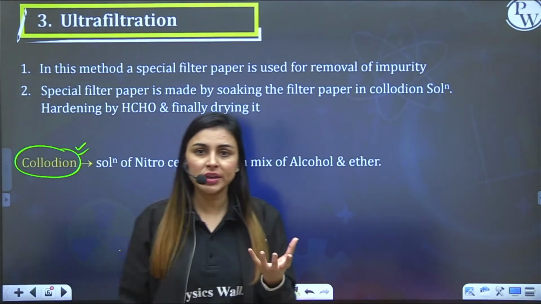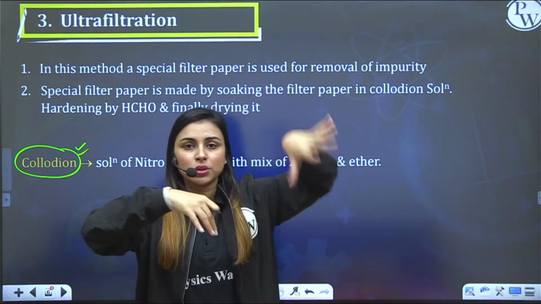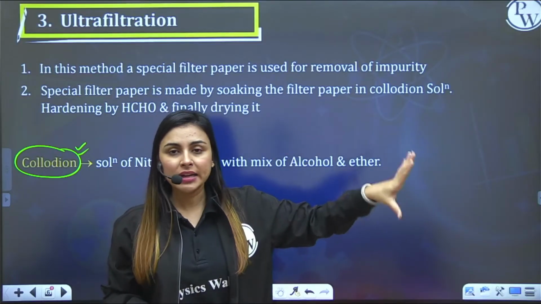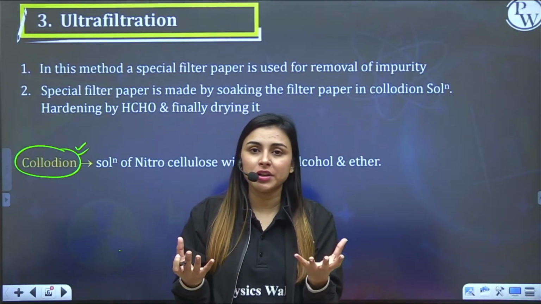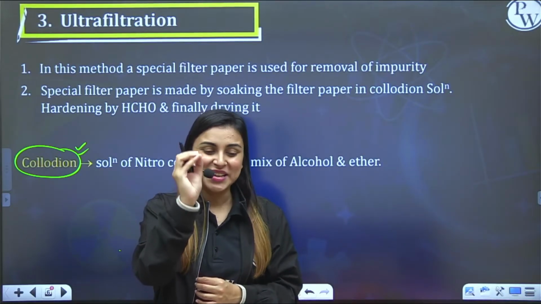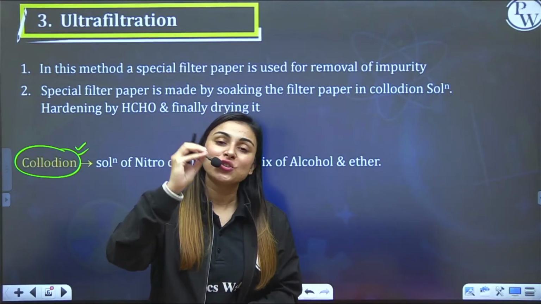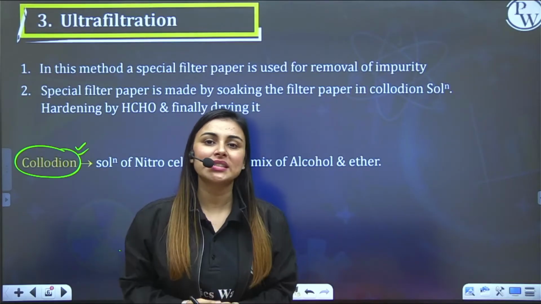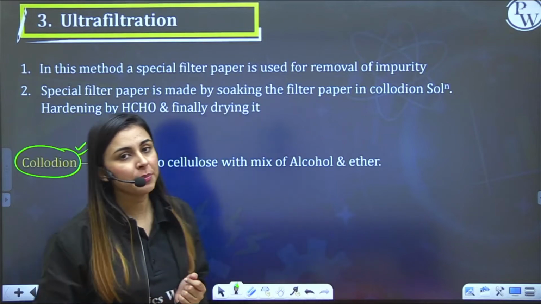You take the filter paper, add this collodion solution all over it, and let it dry. The new, modified filter paper that you get has a very small pore size, and it will only allow your true solution, that is your impurities, to pass through it, and your colloidal solution will stay up. This is how you decrease the pore size of a normal filter paper.